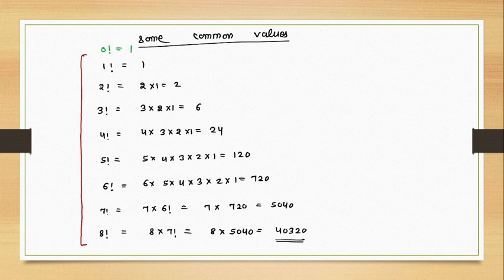So I would suggest you just learn these values up to 8 factorial by heart, so that while solving the questions you can directly use 6 factorial is equal to 720, 8 factorial is equal to 40320, like this. Okay, so I think this lecture must have made the concept clear of permutation and combination and some basic concept of factorial. In the next lecture we would start solving some questions which will be based on permutations and combination also.